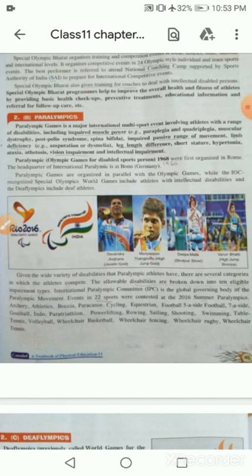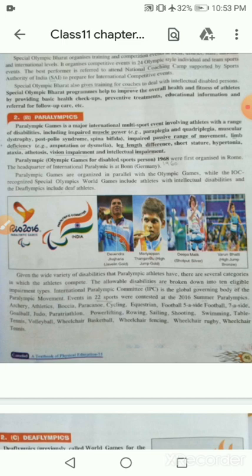The Paralympic Games are a major international multi-sports event involving athletes with a range of disabilities. The Paralympics are for disabled persons, including those with impaired muscle power, impaired passive range of movement, limb deficiency, leg length difference, hypertonia, vision impairment, intellectual impairment, etc. This Paralympic is for them.